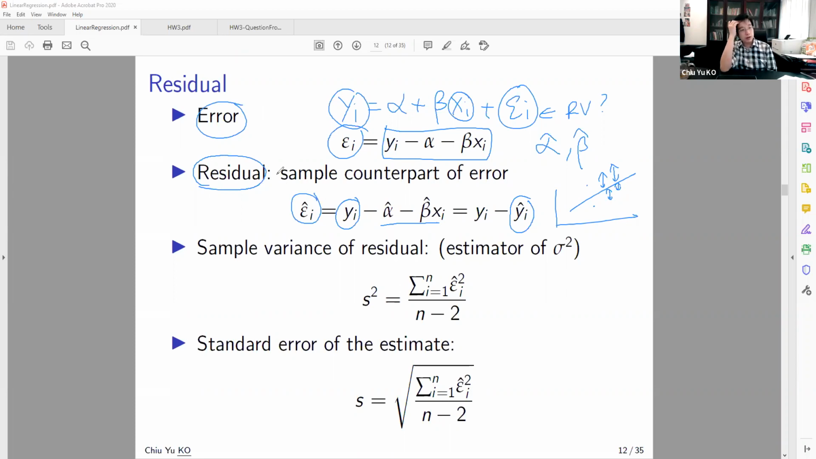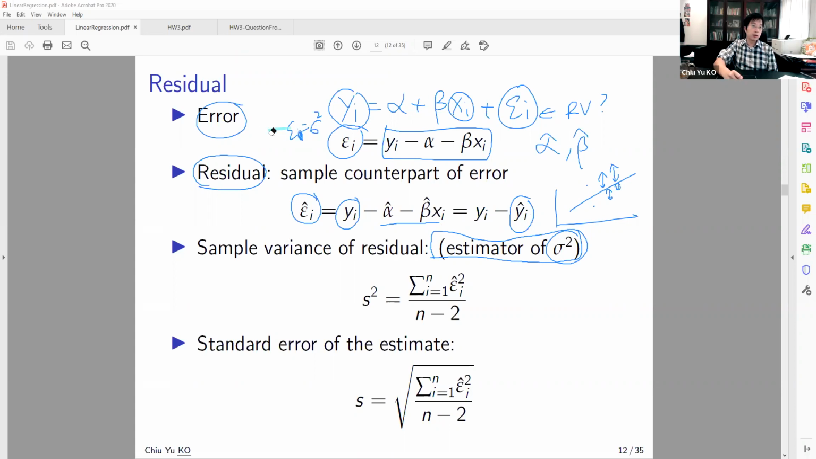So why do we want to care about the residual, right? Because the residual is a realized error. So we really want to estimate the sigma square. Later you will see why we want to care about sigma square, but suppose we need to care about this one, sigma square. And how to estimate the sigma square? Remember, the variance of epsilon i is called sigma square.